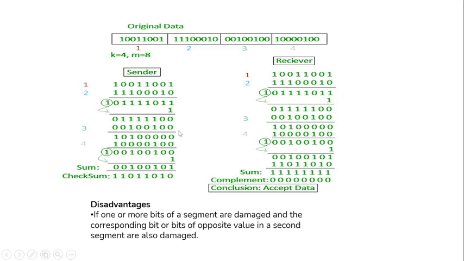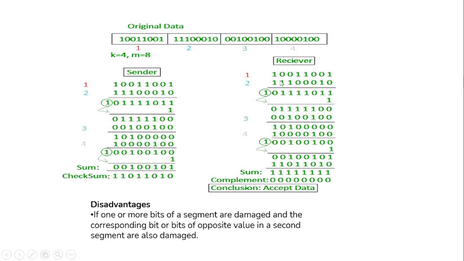Now you have to find the complement of the sum, right? That is known as the checksum, right? So while finding the 1's complement, you can see here 0 is converted to 1, 0 is converted to 1, 1 is converted to 0. So 0 0 1 0 0 1 0 1 becomes 1 1 0 1 1 0 1 0. So this is the checksum that I am going to send to the receiver, right?